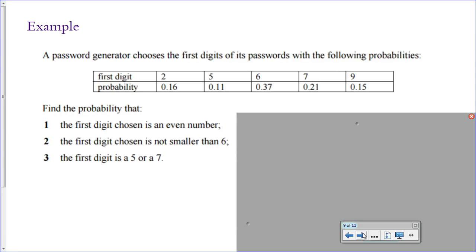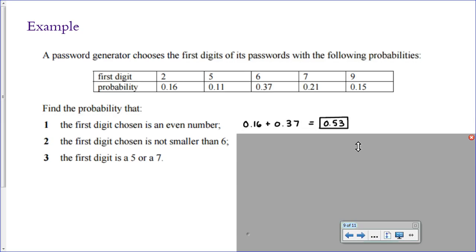To find the probability that the first digit chosen is even, I just need to pull out the even probabilities. So 0.16, because that's the probability of the first digit being 2, which is an even number, and 0.37. Because these are disjoint events, there's no way the first digit could be a 2 and a 6 at the same time, right? These would be 2 separate circles on a Venn diagram. Then I can just add those 2 probabilities together. The probability the first digit is even is 0.53.